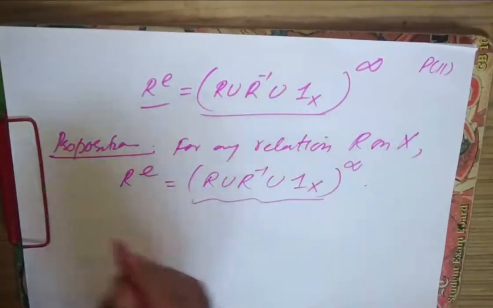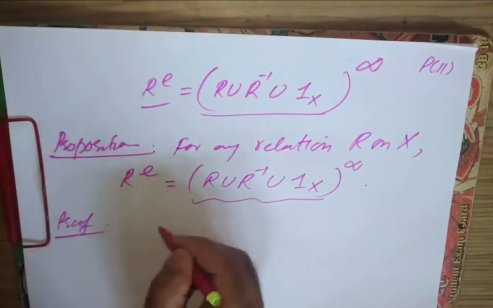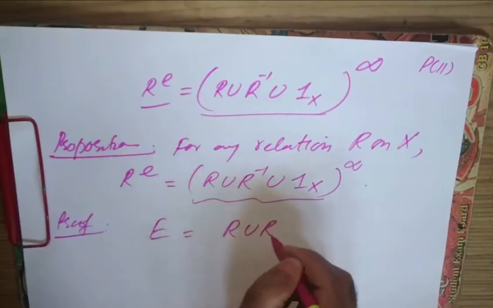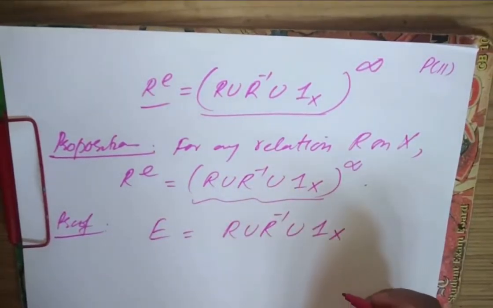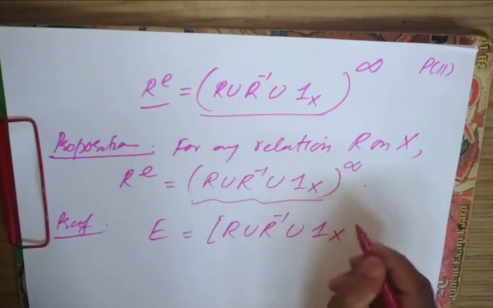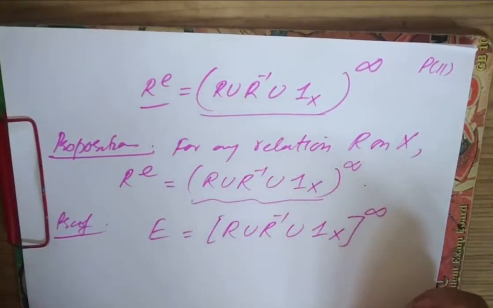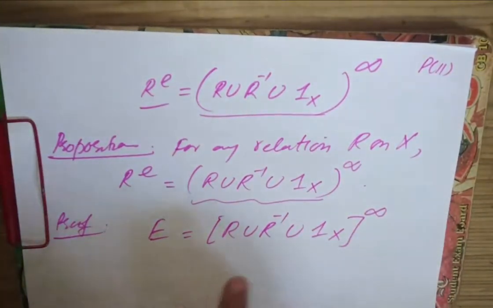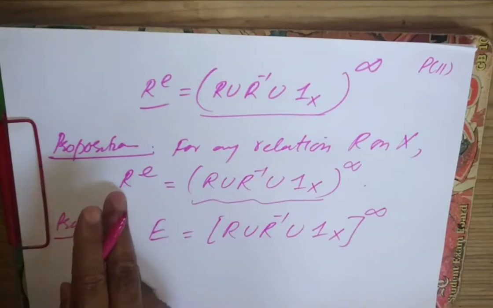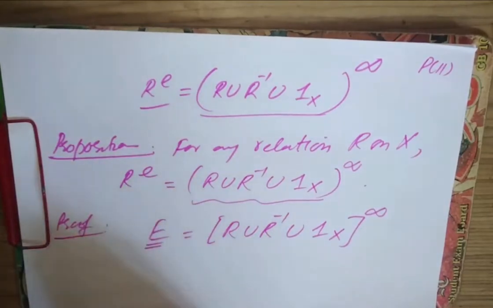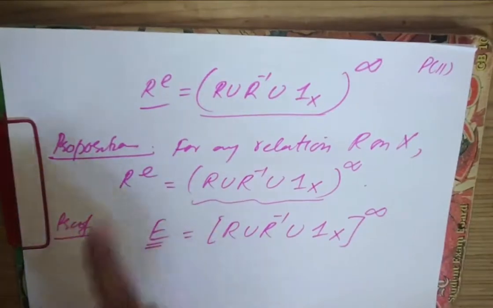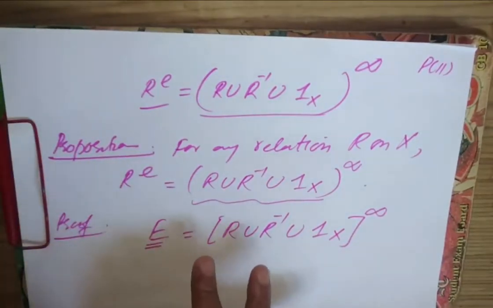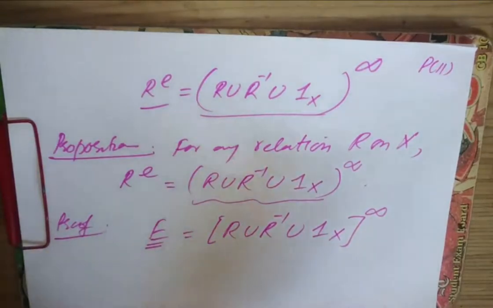So first, let's denote this relation E, which is equal to R union R inverse union IX, whole power infinity. By definition, RE is the smallest equivalence relation containing R. We show that this relation E is also the smallest equivalence relation containing R, so E should be equal to RE. First we need to show that E is an equivalence relation. Then we show that it is the smallest one containing R.